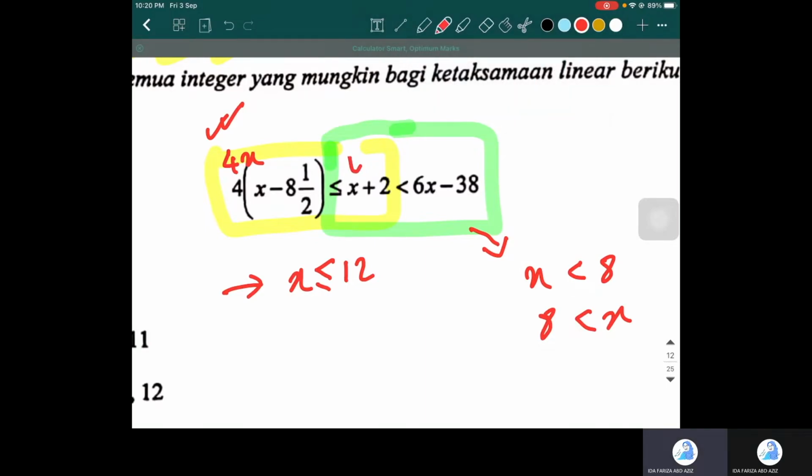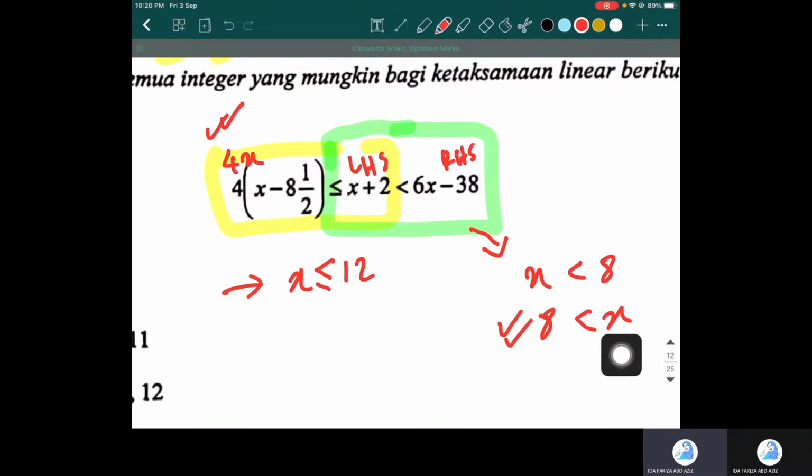Okay, so now we want to choose whether our answer is x less than 8 or 8 less than x. So same as before, teacher looks at which side has the bigger x. Now the right hand side is bigger, the right hand side is bigger because we have 6x. So our answer is going to be this one. We will choose x on the right hand side. So this one we don't want.